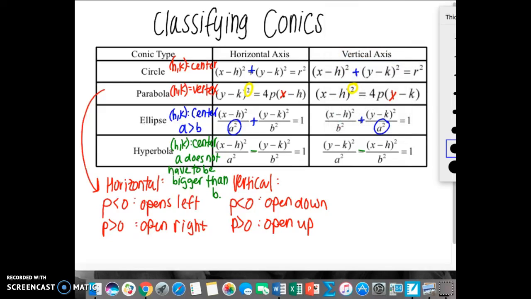So if we have horizontal, our x term is going to come first. So the positive term will be the x term. Think x term, x-axis, x-axis horizontal. For a vertical hyperbola, that y term is going to be the positive term. So anytime we're dealing with hyperbolas, we're just looking at what term is positive, whether it be the x term or the y term. That's how we know whether it's vertical or horizontal.